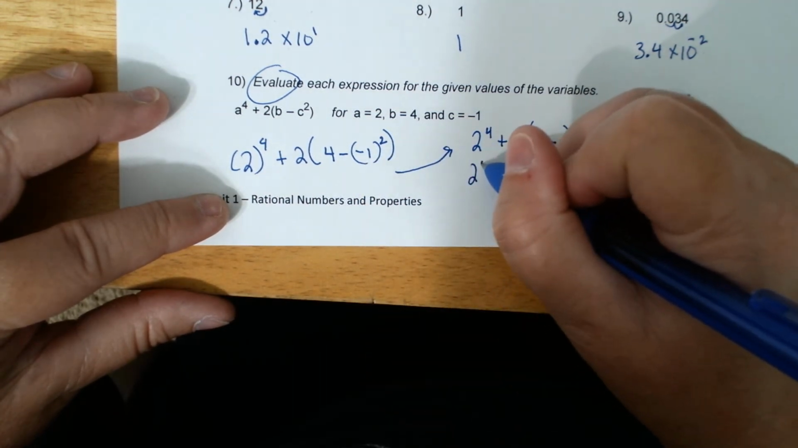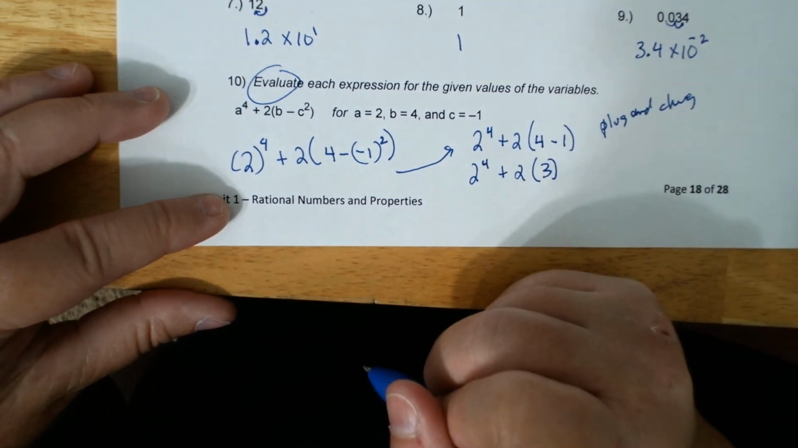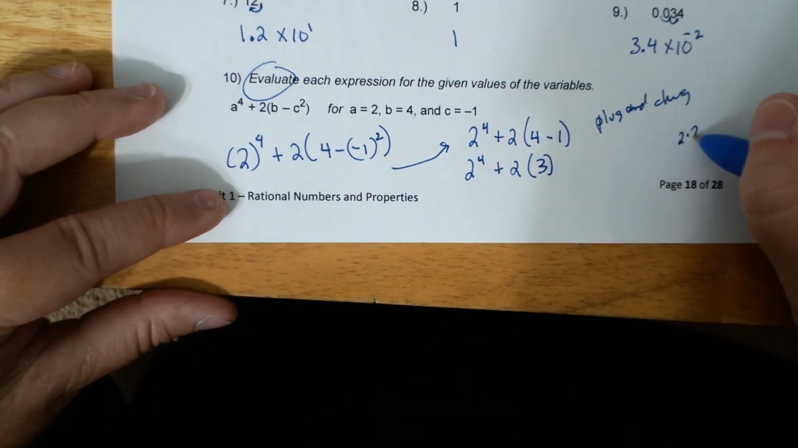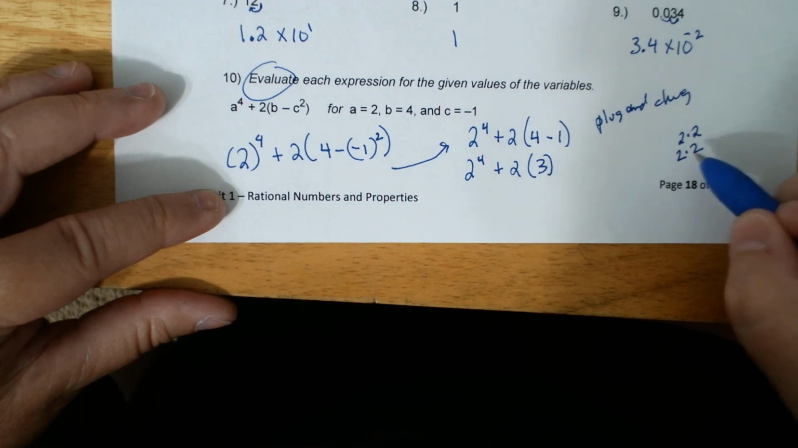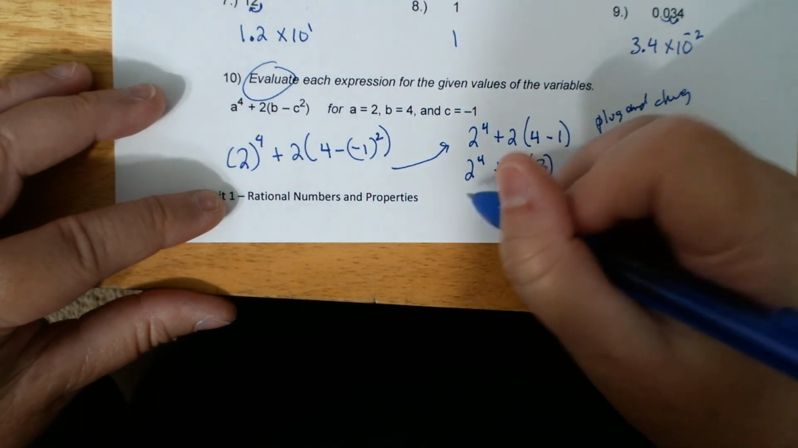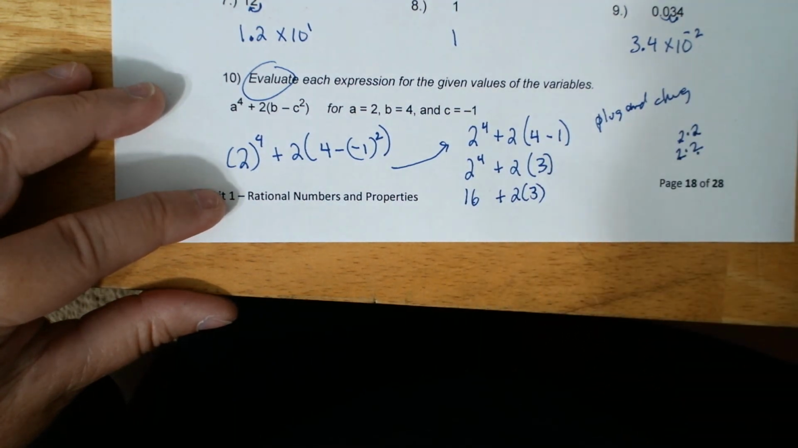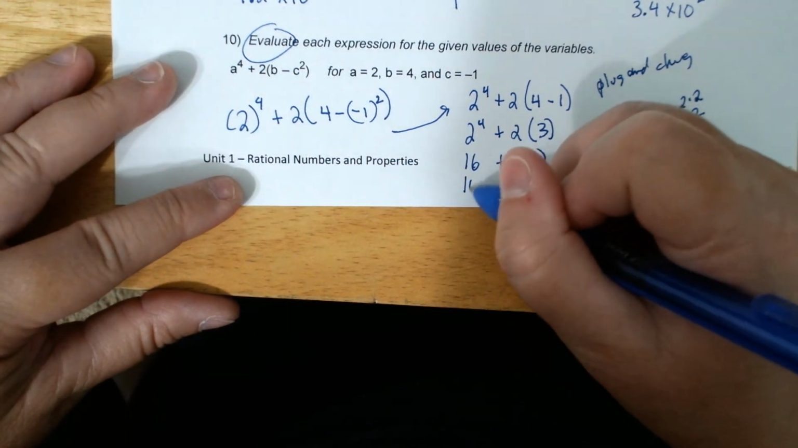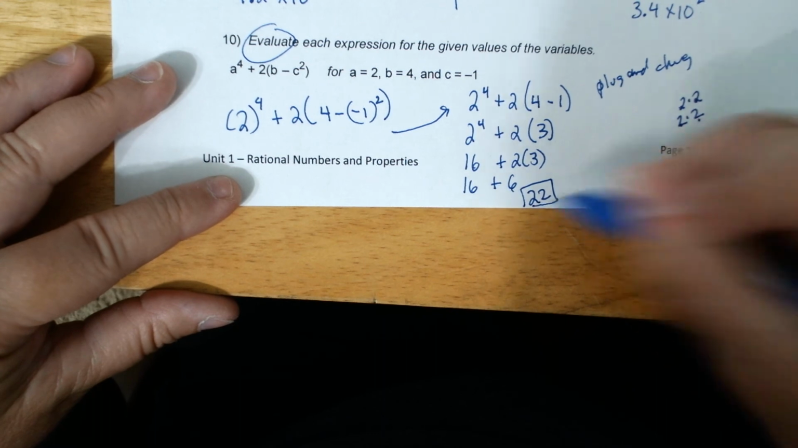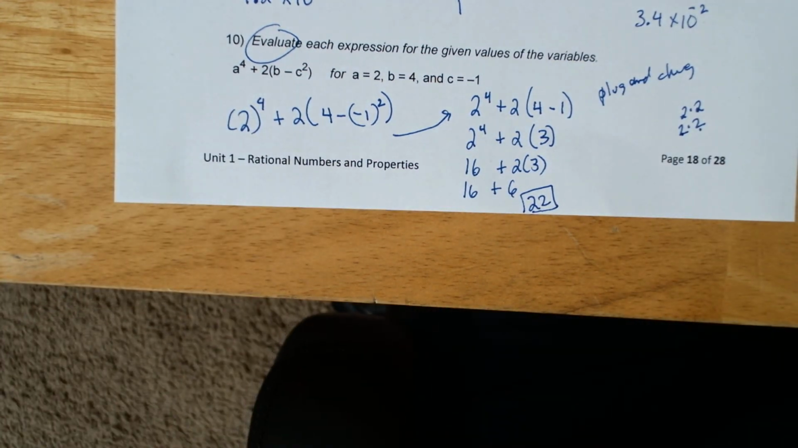Then I'm going to do my parentheses. 4 minus 1 is 3. Then I'm going to do my exponents. I'm actually going to come over here and go 2 times 2 and 2 times 2. There's 4 of them. 2 times 2 is 4, times 2 is 8, times 2 is 16, plus 2 times 3. Then I'm going to do multiplication, so 16 plus 6, and that's 22, and that's your answer. That takes you through 2-3 scientific notation and guided.